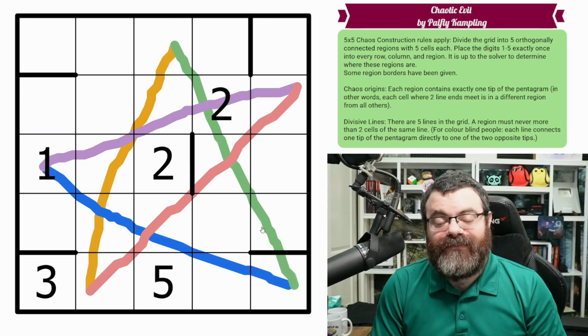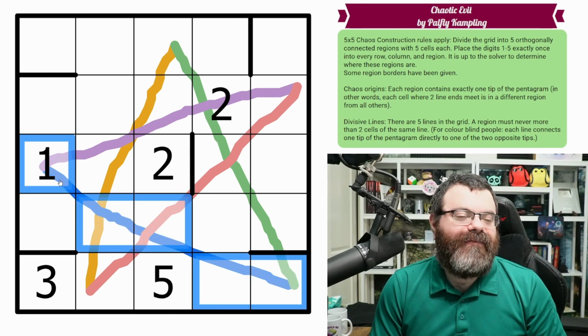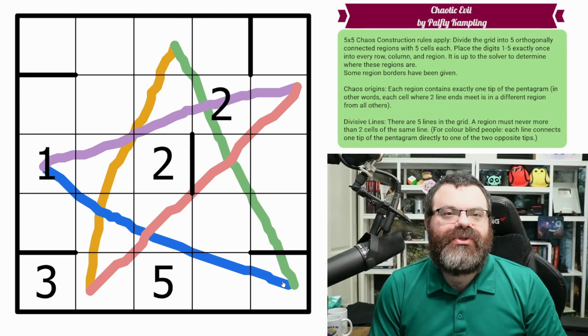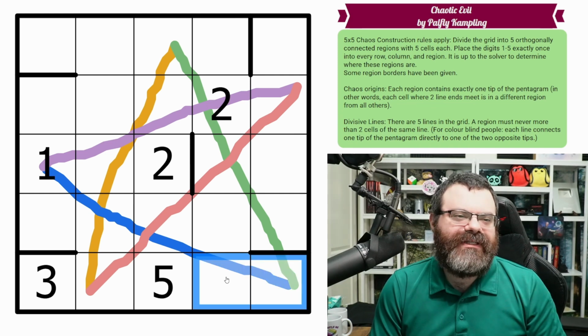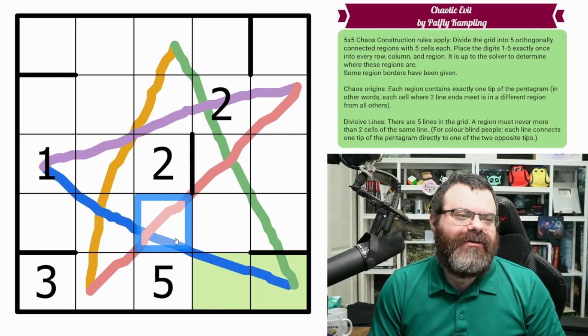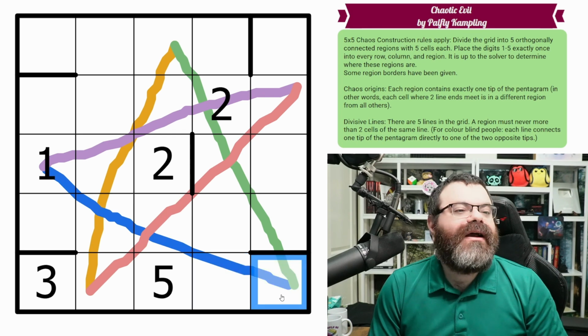We also have divisive lines. So there are 5 lines in the grid that are the 5 edges of our pentagram here. And so you can only have 2 cells of the same line in the same region. So if a region takes 2 of the cells of a line, it can't take any more of the cells. So this region here, let's say that was a region that went somewhere. It couldn't take these 3. These 3 would have to be in some other region. Probably actually 2 more regions at least. All right. And that's it.